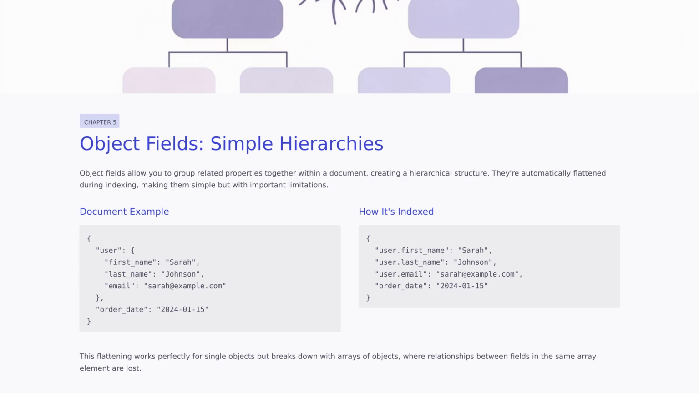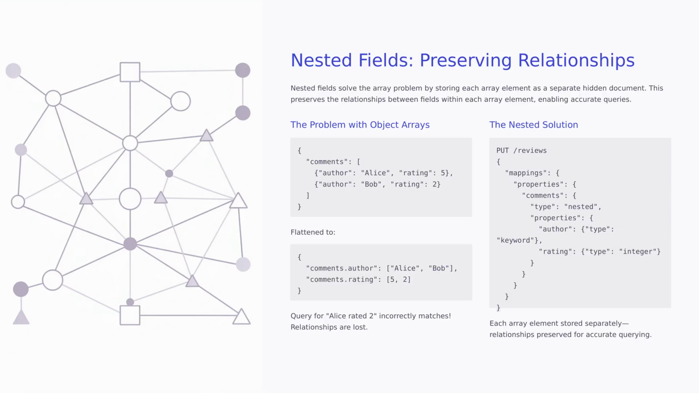A world of organized chaos awaits. Nested fields revolutionize data storage by preserving intricate relationships within arrays. Instead of losing vital connections, each array element is discretely stored as a hidden document, ensuring precise queries. Consider the dilemma of object arrays, a simple query mismatch due to flattened structure.